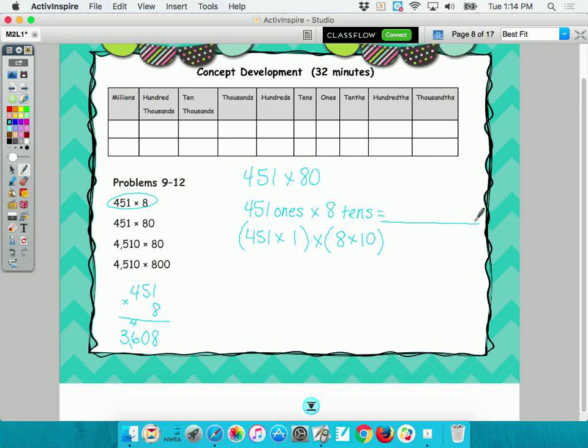So now I'm going to do 451. What number am I moving over there? The 8. The 8. And I'm taking the 1, moving it with the 10. This is going to be hard to solve. Now don't write a comma.